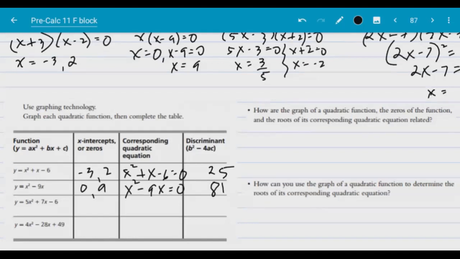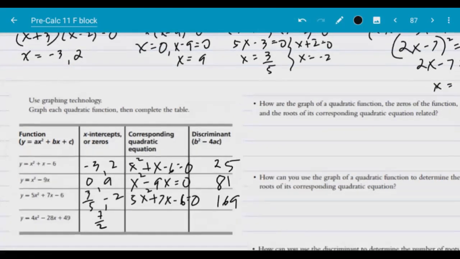For x squared plus 5x plus 7x minus 6, when we solved it, this is what we got. Using decimals, we got negative 3/5 and negative 2 as the x-intercepts. You will see that it's the same, just like what we did. And the discriminant is 169. For the last one, the x-intercept is 7/2.